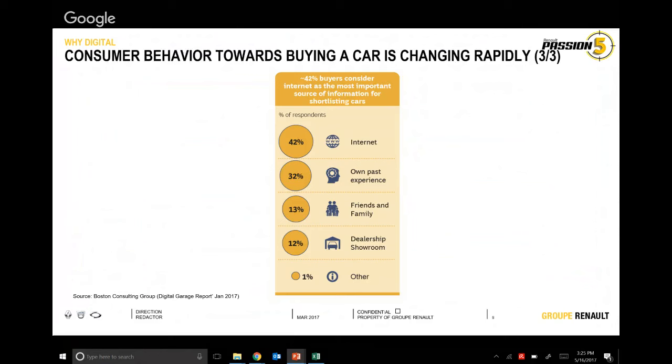Most importantly, 42% is relying on the internet. And if you go back 5 years and look at this number, it would be much lower. This number will increase highly.